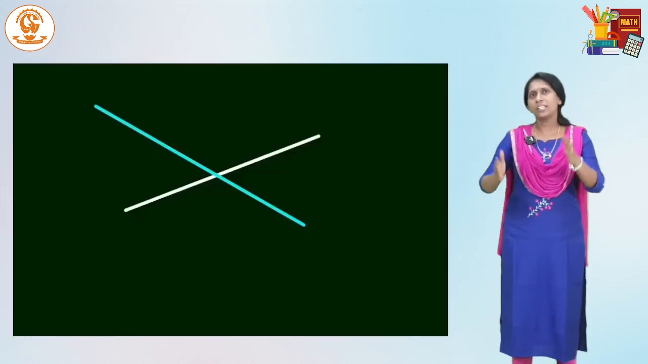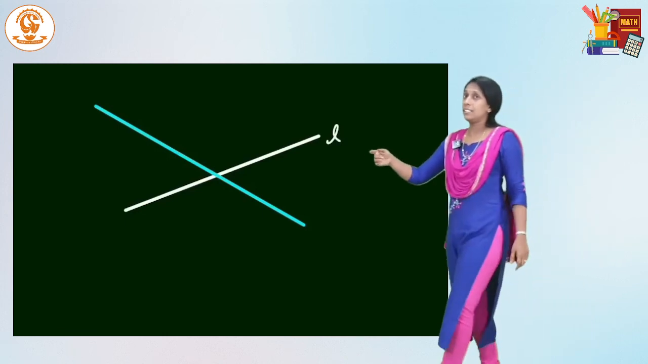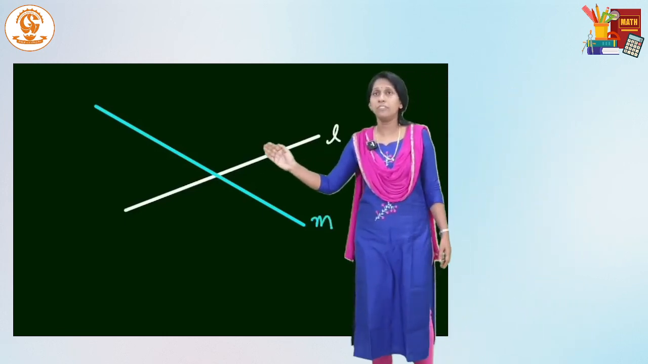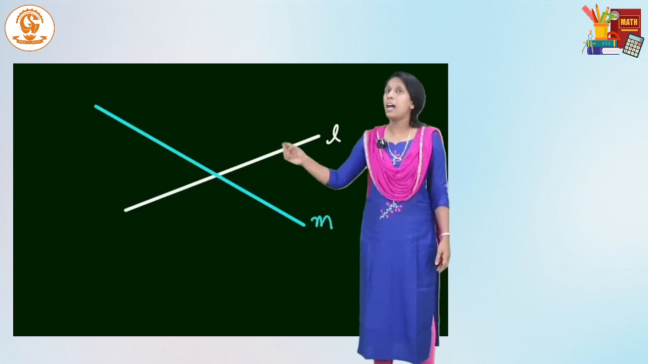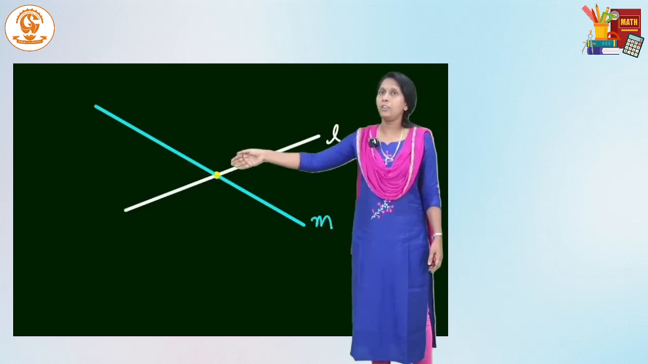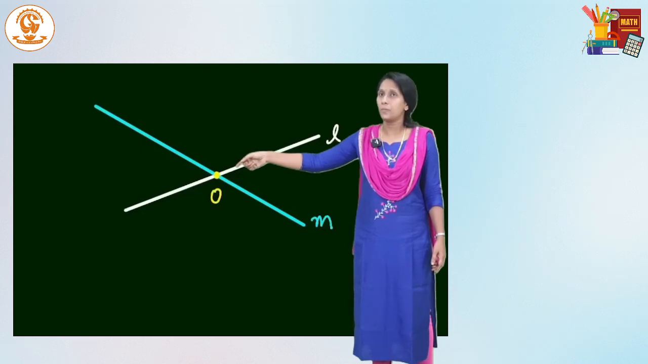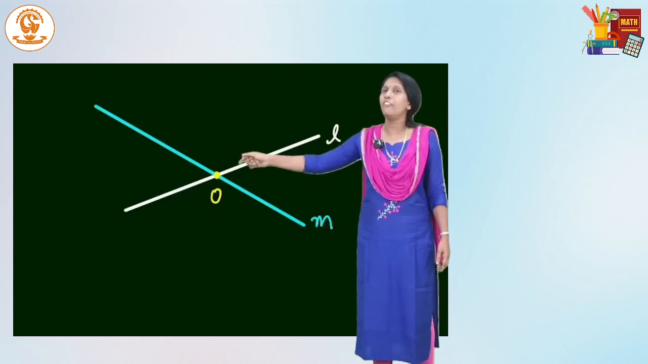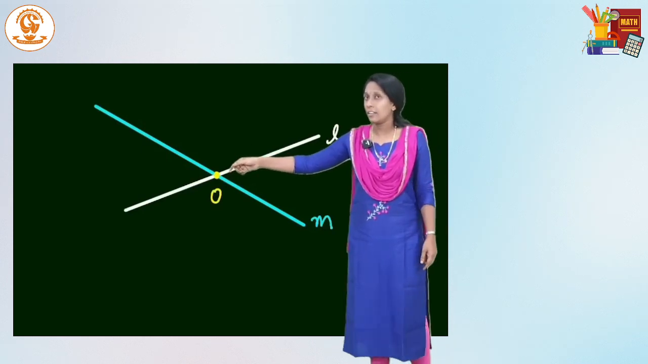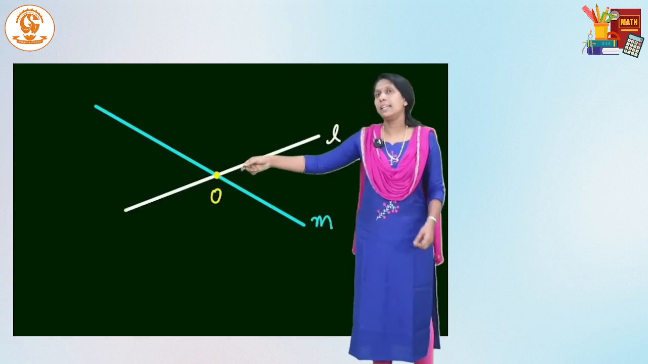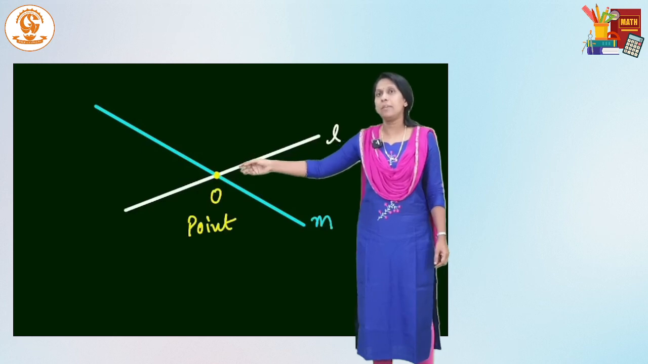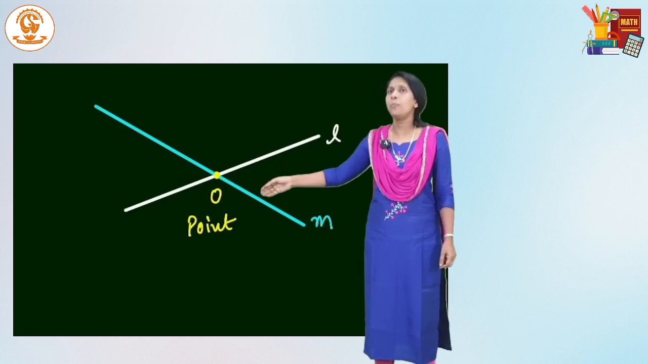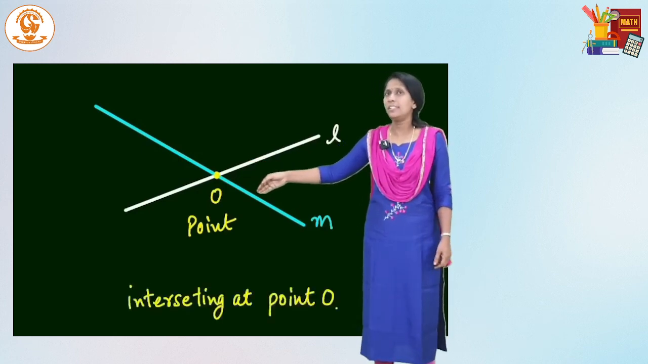I have drawn two lines. You can see this is line L and this is line M. Line L and line M are intersecting. Can you see the intersecting point here? So here O is the point of intersection. Yes, teacher. So what does that mean? You know that line L passes through infinitely many points, and line M also passes through infinitely many points, isn't it?